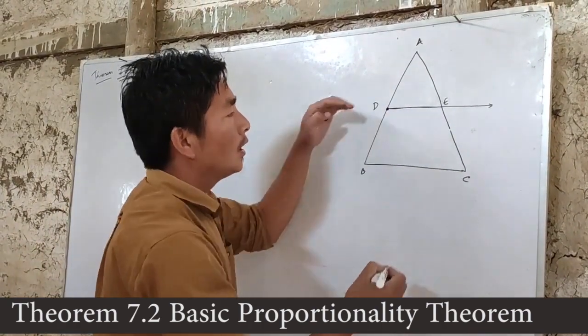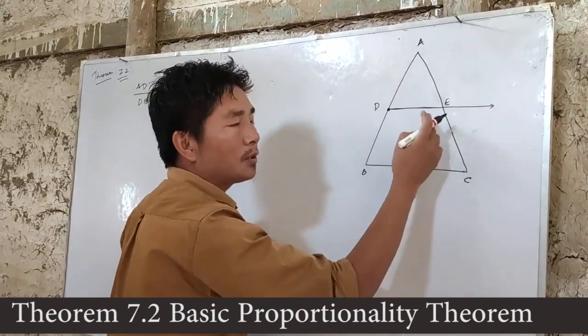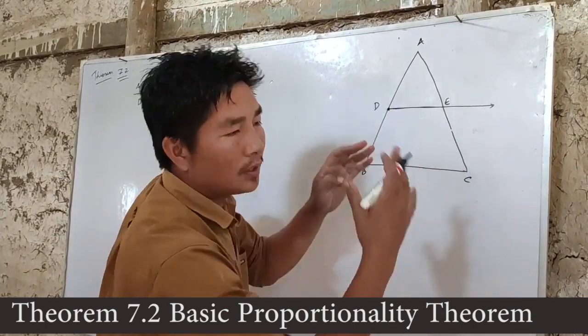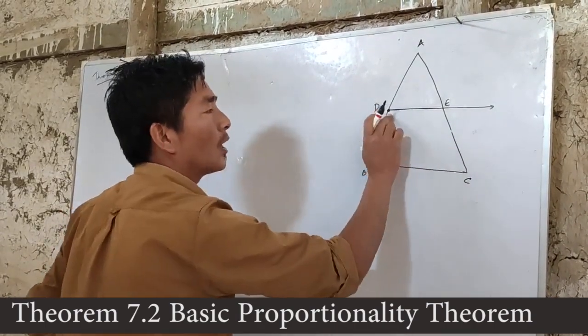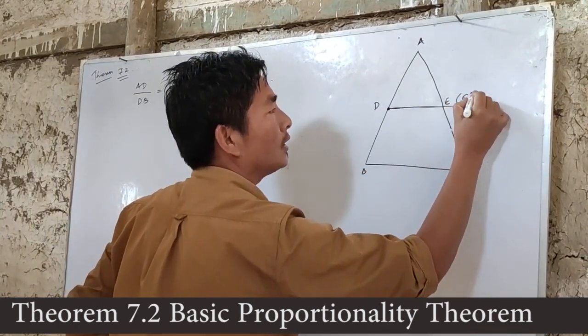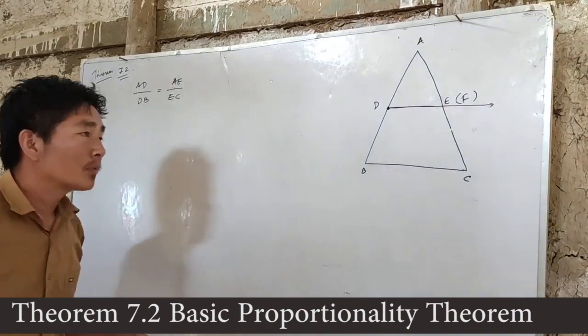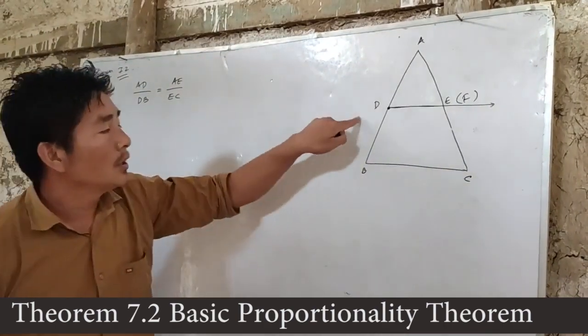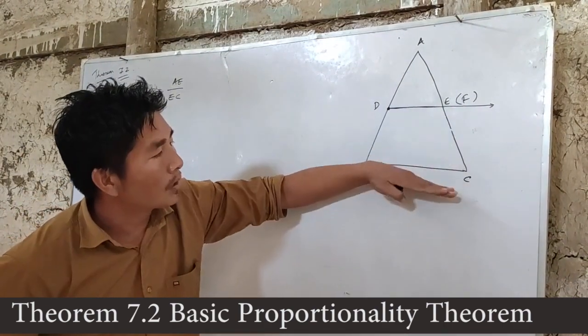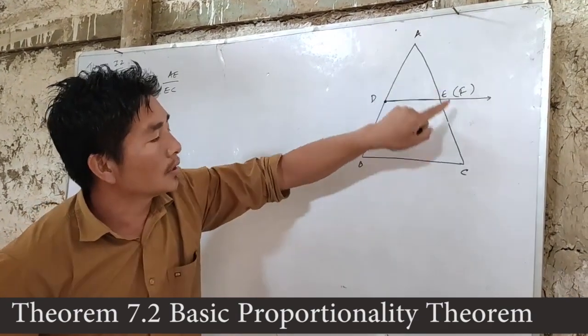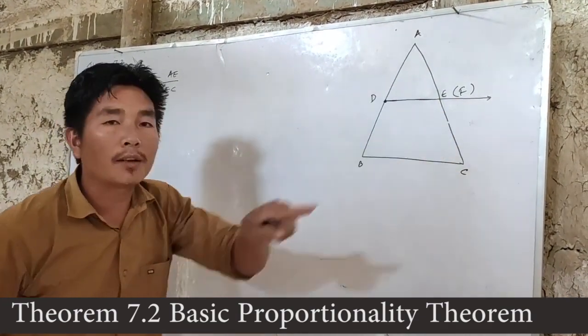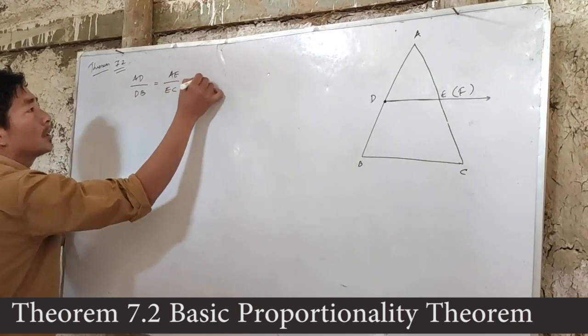Let's consider whether DE is parallel or not. Suppose it is not. Suppose you draw a line DF in such a way that DF is parallel to BC. This is a construction: draw DF parallel to BC, intersecting the other side AC at the point F. Now this is a given condition.